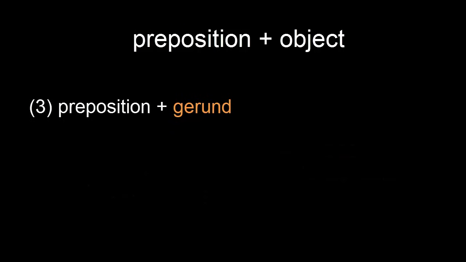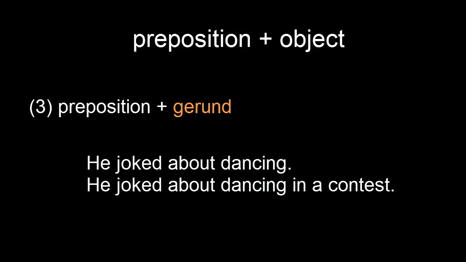And finally, a preposition can be followed by a gerund or a gerund phrase, as in these examples. He joked about dancing. He joked about dancing in a contest. Prepositions and their objects form prepositional phrases. We need prepositions to give information about time, location, direction, reasons. There are different ideas and different relationships that prepositions help us express.